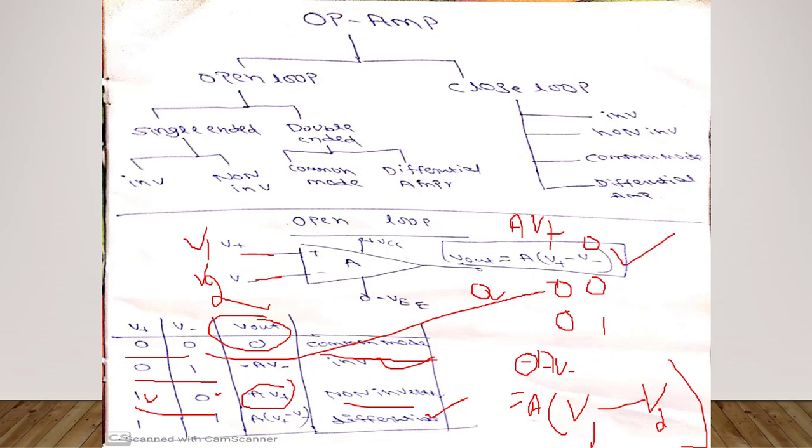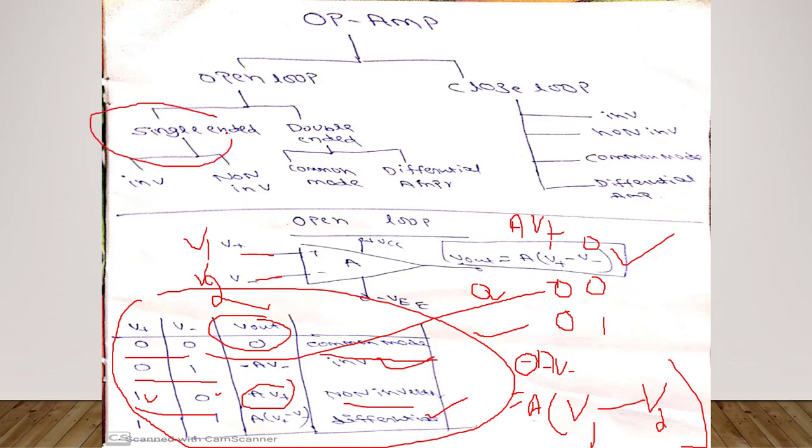So I hope you understand how many connections we can make with an op amp, and remember that the whole op amp depends upon these four connections. Any op amp circuit you make, you cannot do anything other than these four. You have to do any one of these. And now tell me, what does single ended mean? One part is 0, another portion is present, that is single ended. Double ended means both are present. This is all about the open loop.